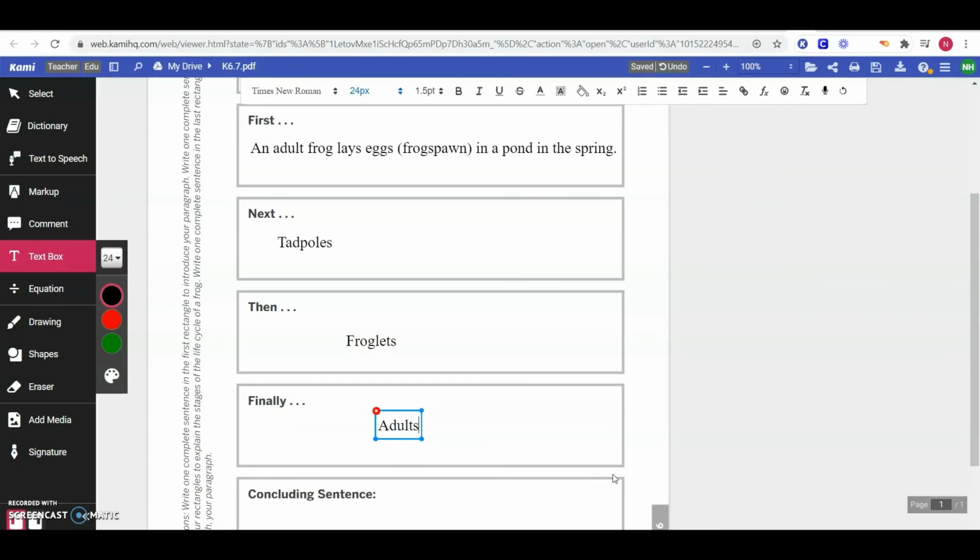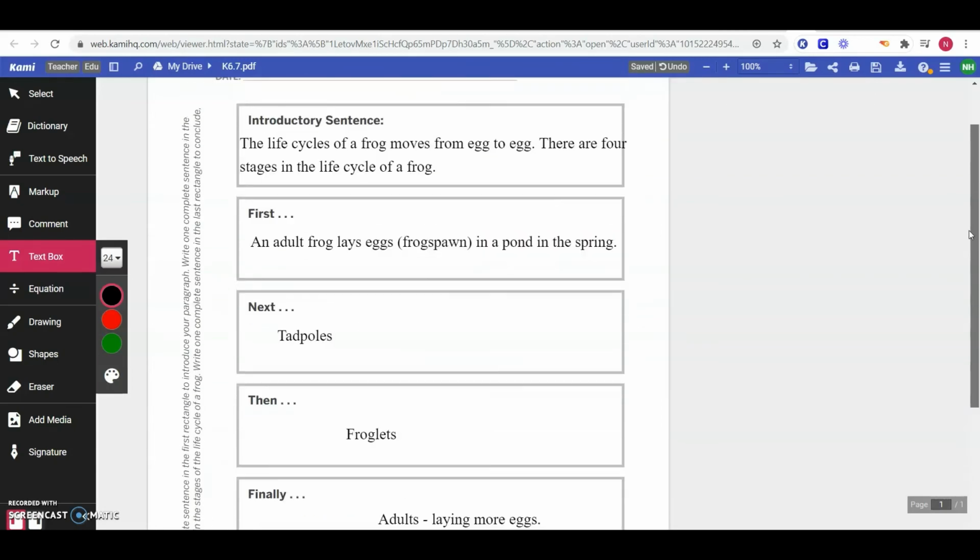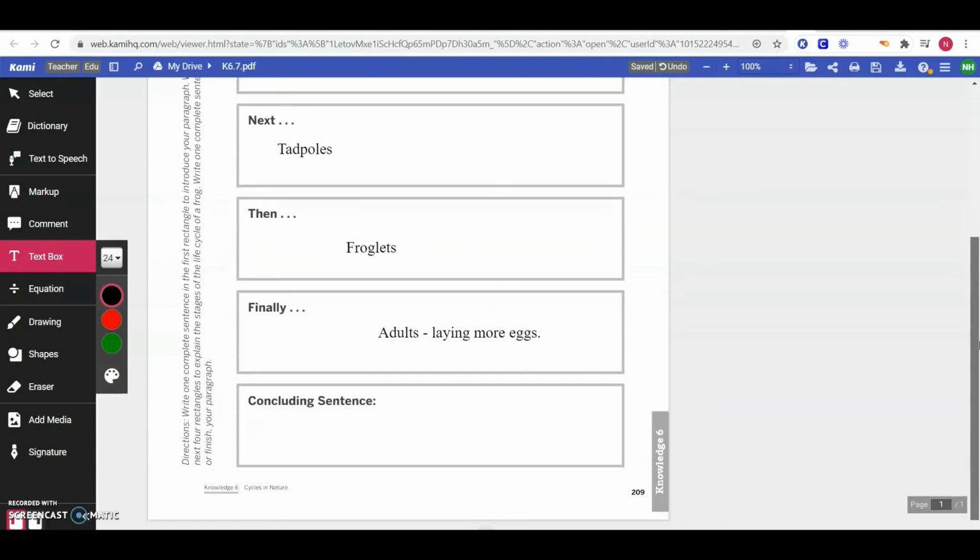What do adult frogs do? They continue the life cycle of a frog. They start the cycle over again by laying more eggs. Remember, mine are not all complete sentences. Yours will need to be complete sentences on each one. I'm just doing a couple sentences or phrases to help you when you are writing your complete sentences.